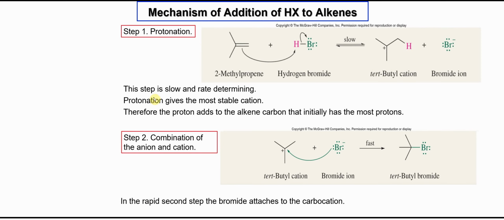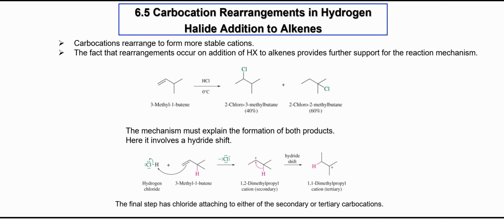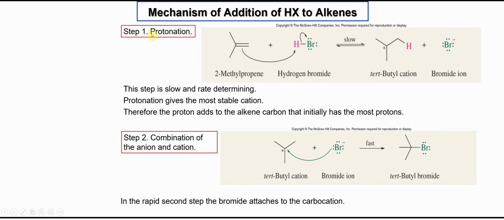So what's the mechanism? How is the reaction happening? We can show you. Totally, there are 2 steps. Step 1 is called protonation. Step 2 is called combination. If you have this 2-methylpropene, you have your hydrogen bromide. What's going to happen? The pi electrons, 2 of them, are going to be attracted to the more positively, partially charged proton.